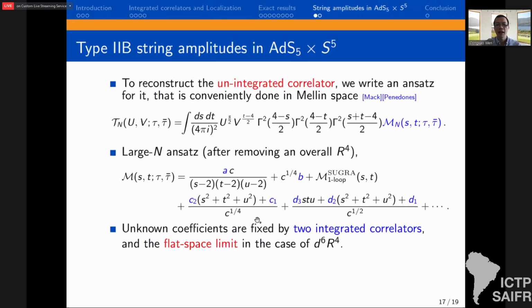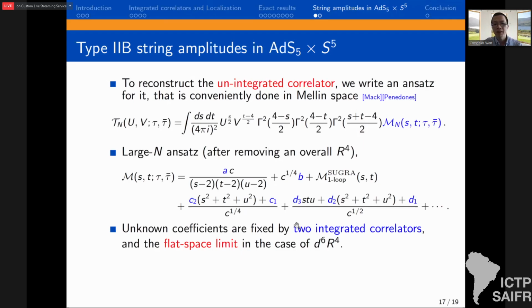As you notice, up to here, at each order of the 1 over N expansion, there are at most two unfixed functions, and you can use these two integrated correlators to fix them. Indeed, one can unambiguously fix this Mellin amplitude up to this order.